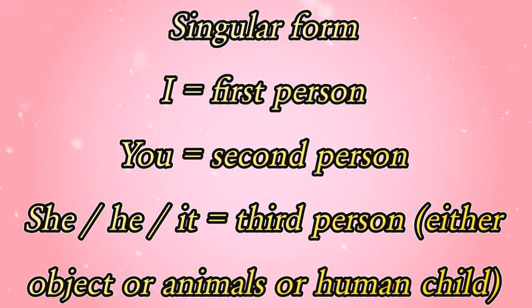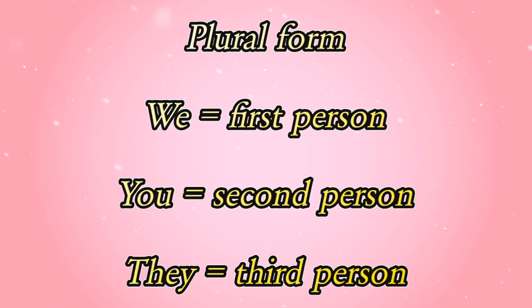Singular forms are I as first person, you second person, she, he, it third person, either object, animal, or human child. Plural forms: we, first person; you, second person; they, third person.